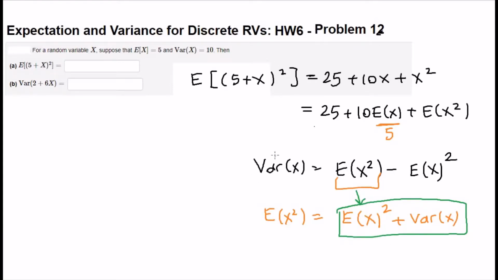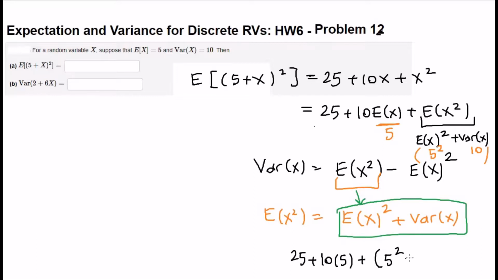When we switch the variance of x to the right-hand side, it is still positive because variance is always nonnegative by definition. Now, instead of the expectation of x squared here, we are going to replace it with the quantity expectation of x, squared, plus variance of x. And we know the numbers: this is going to be 5 squared, and this is going to be 10. So it's 25 plus 10 times 5 plus 5 squared plus 10. We obtain 110.